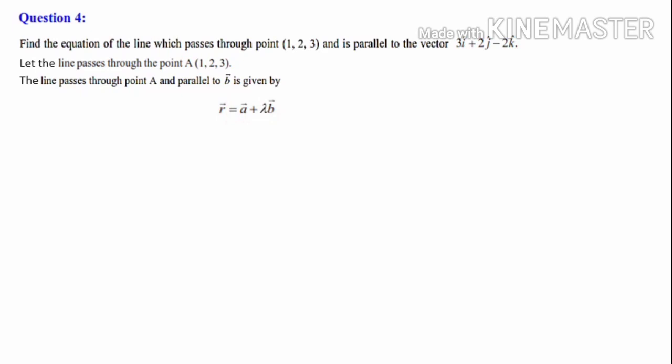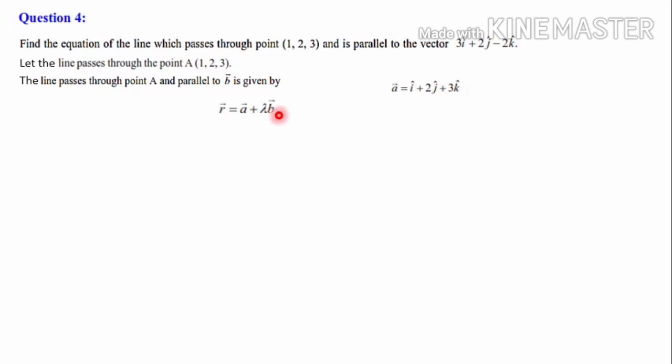The first duty is to write vector A and vector B. Vector A is the position vector of point A. This time we have to recall the derivation we have done for the formula. So vector A is the position vector of the given point, which we can easily write. The given point is 1, 2, 3. So we formulate the vector equation by using these coordinates: i cap plus 2j cap plus 3k cap.